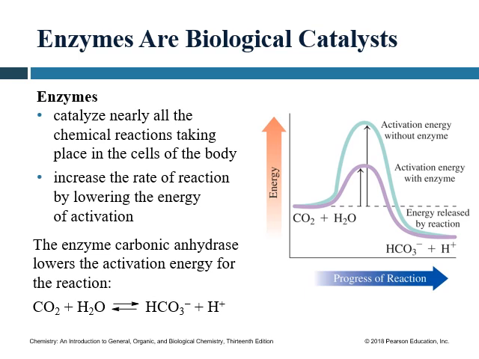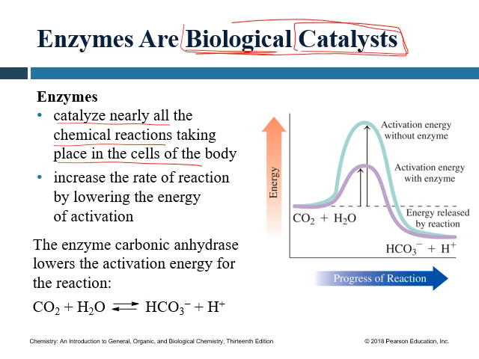So let's talk about why enzymes are called biological catalysts. Like I already told you, catalysts are any substance that speeds up the chemical reaction, right? And why are enzymes called biological catalysts? Because they work in living organisms, right? So enzymes catalyze nearly all chemical reactions taking place in the cells of a living organism or body. That's why we call them biological catalysts, and they speed up the biological chemical reaction by lowering the activation energy of the reaction.